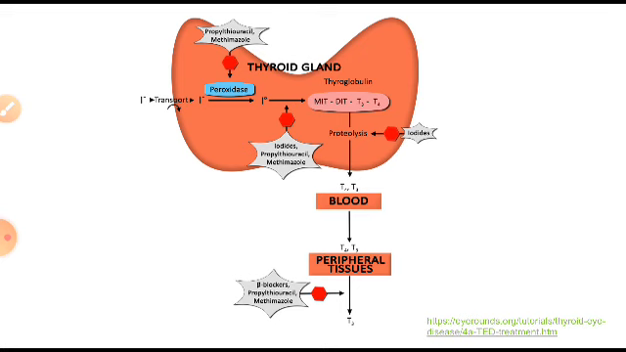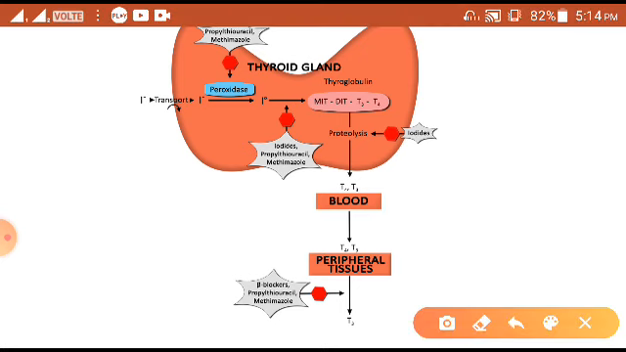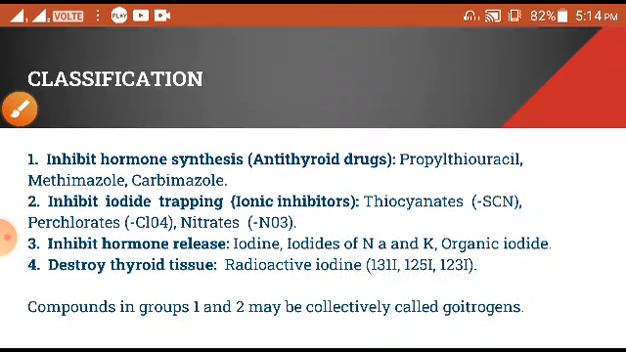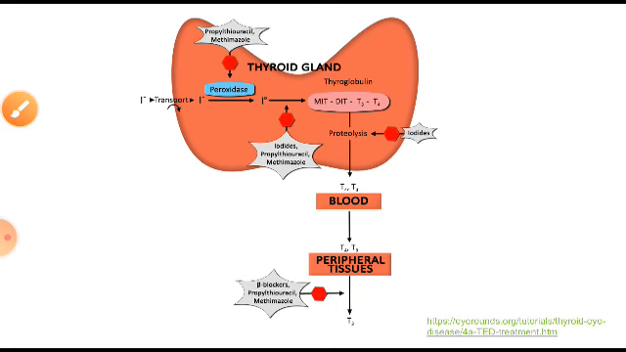If you see this particular diagram, you can find there are 4 places: 1, 2, 3 and 4. These inhibitors are inhibiting the process of thyroid function, right. You can see at the top, where the iodides get trapped, the drugs propylthiouracil and methimazole act and inhibit that process.